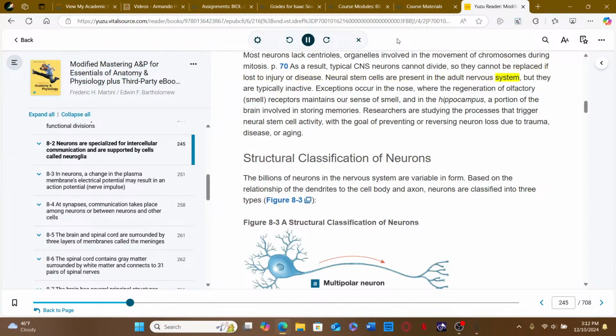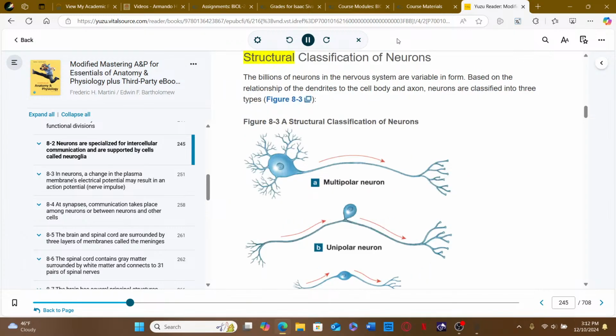Neural stem cells are present in the adult nervous system, but they are typically inactive. Exceptions occur in the nose, where the regeneration of olfactory, smell, receptors maintains our sense of smell, and in the hippocampus, a portion of the brain involved in storing memories. Researchers are studying the processes that trigger neural stem cell activity, with the goal of preventing or reversing neuron loss due to trauma, disease, or aging.